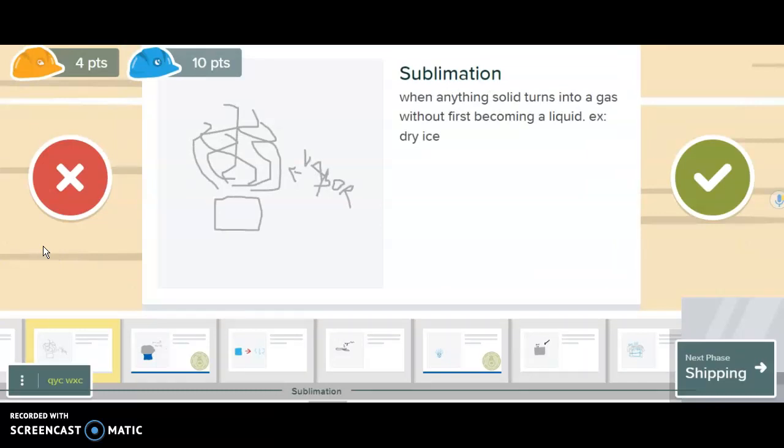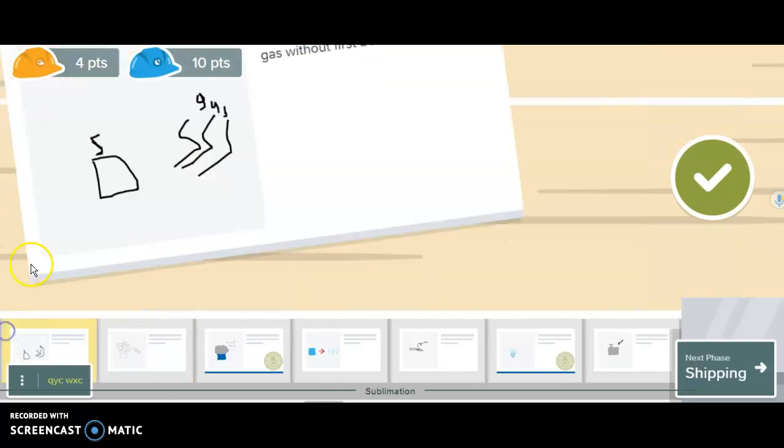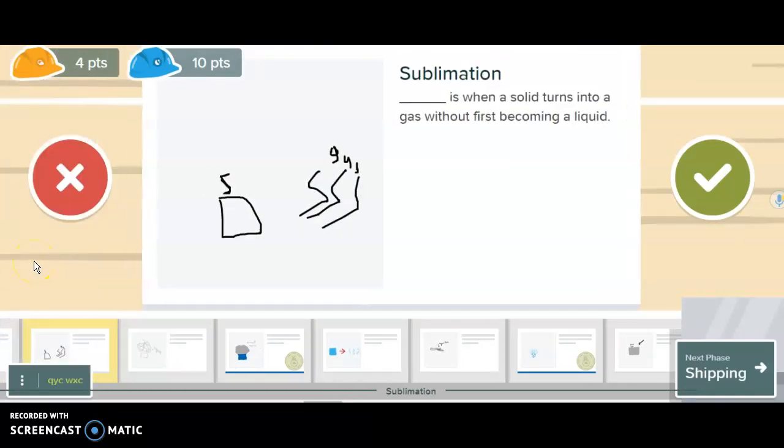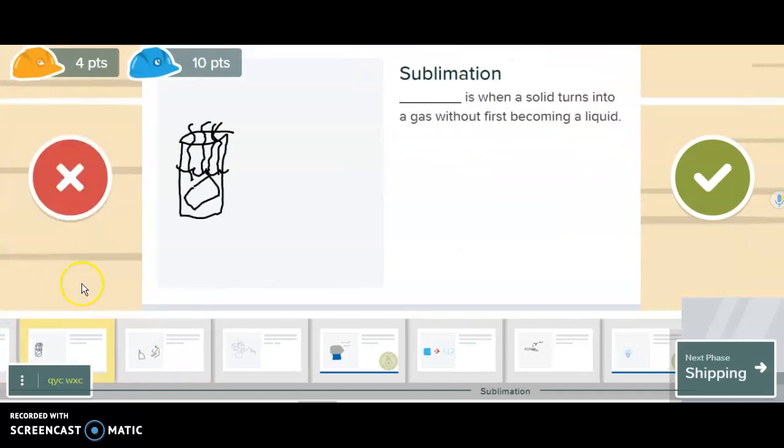Who did this one? Again, you're doing a good job. Blank is when solids turn into a gas without first becoming a liquid. Not incorrect. Who did this? Yes, no, maybe, yes. All right. Blank is when a solid turns into a gas without first becoming a liquid. You are correct. You can tell they were in class and paid attention. It's a picture of the dry ice. Who did this one?